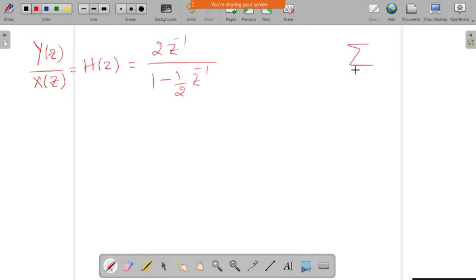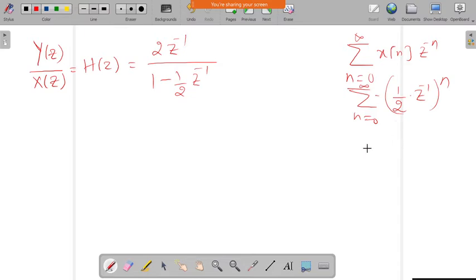If we have, for example, summation n equal to 0 to infinity of x of n into Z power minus n, this is x of Z, or any Z transformation. Now instead of x of n, if I put half power n into Z power minus 1 whole power n, this is summation n equal to 0 to infinity of 1 by 2 into Z power minus 1, whole power n.